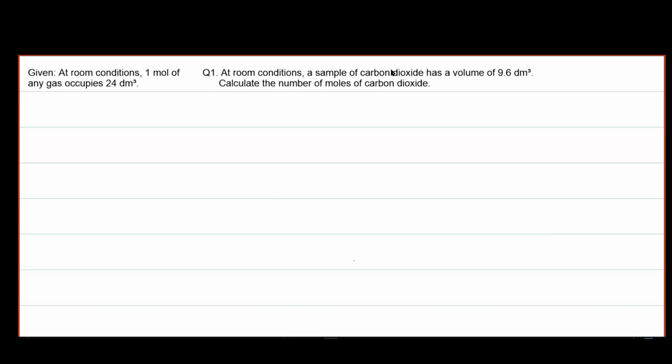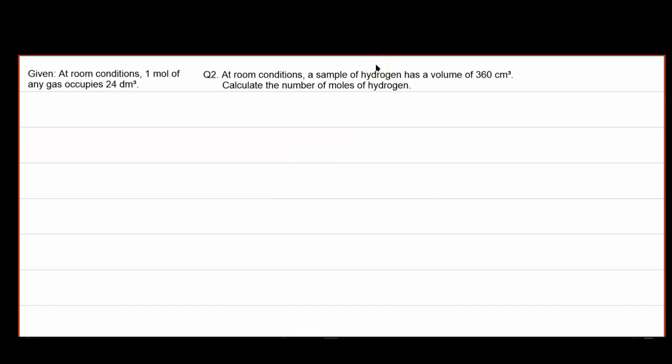Question 1. At room conditions, a sample of carbon dioxide has a volume of 9.6 dm cube. Calculate the number of moles of carbon dioxide. Carbon dioxide is a gas at room conditions, so I use the gas mole formula. N equals V over 24. Substitute: number of moles of carbon dioxide is equal to 9.6 over 24. So the answer is 0.40 mole.